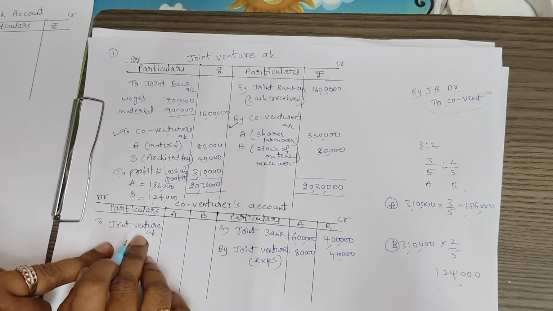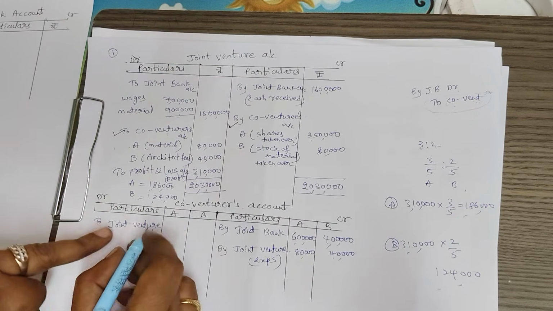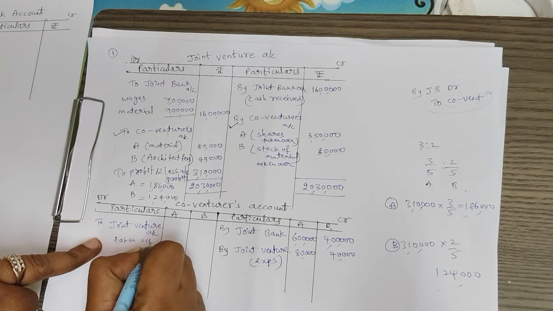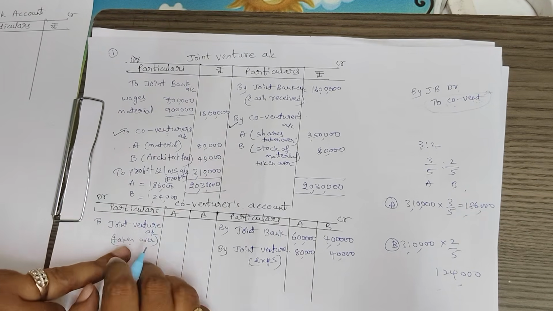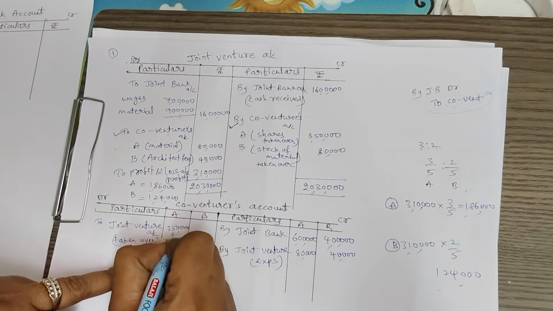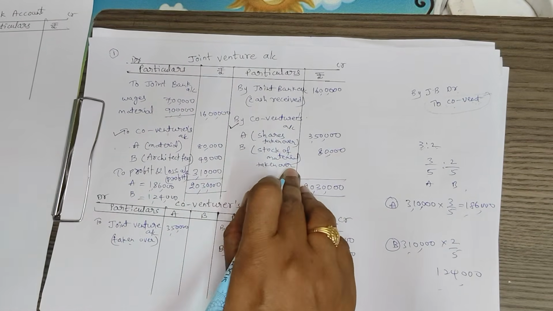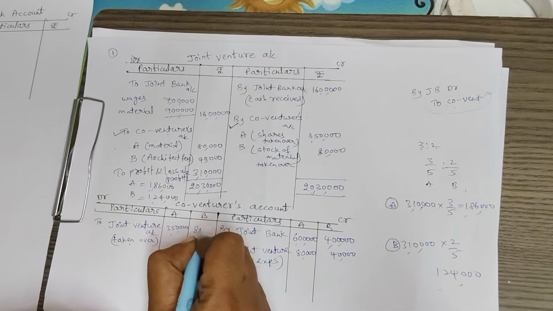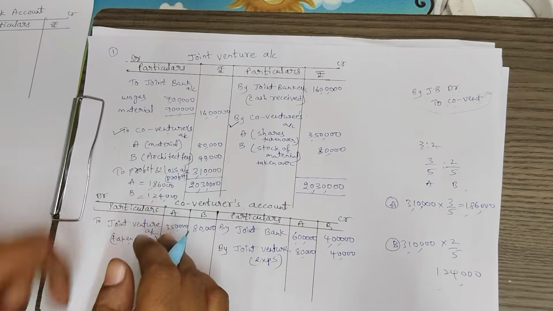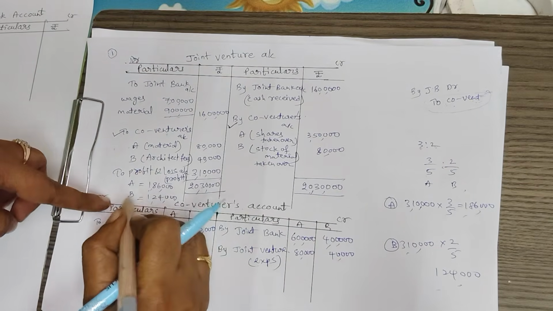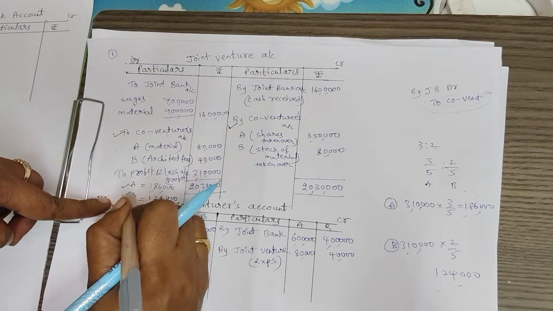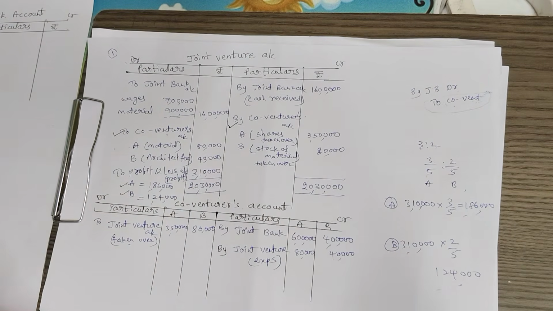Joint venture account. Under joint venture account, what should we write? Taken over. Because A's share taken over is 3,50,000 and B's stock of material taken over is 80,000. Okay. Next, any other items related to co-venturers in the joint venture? Yes, we have profit and loss. Profit is distributed among the temporary partners A and B.